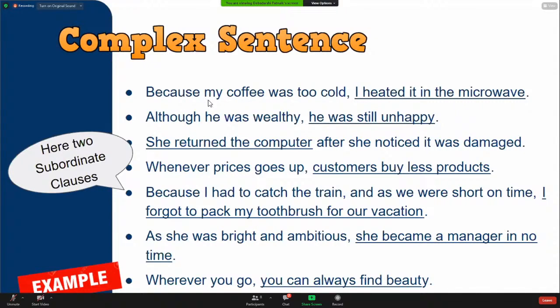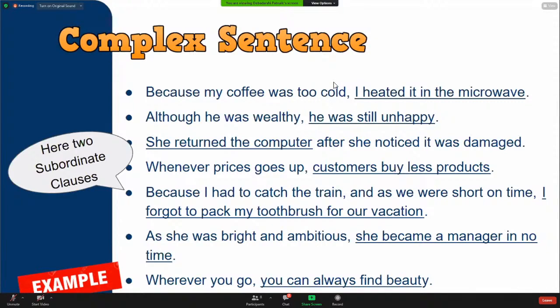If I translate it: क्योंकि मेरा कॉफी ठंडा हो गया, मैंने इसको माइक्रोवेव में गर्म कर दिया. నేను నా టీ వేడి చేశాను ఎందుకంటే చల్లగా ఉంది కాబట్టి. But if I say only "because my coffee was too cold," क्योंकि मेरा कॉफी ठंडा हो गया, then dash. If I say only the subordinate clause, you can feel that something is missing there.